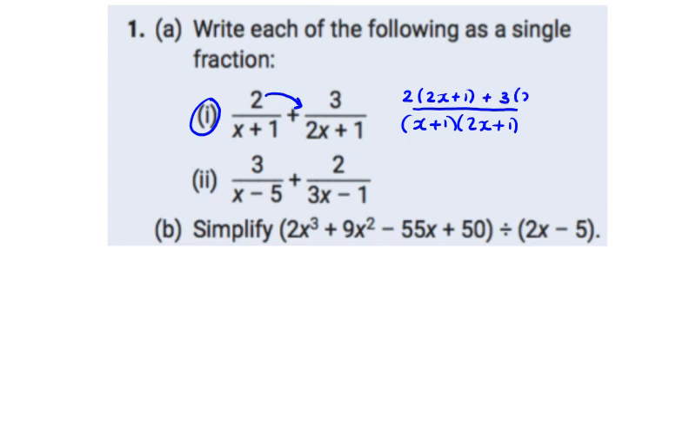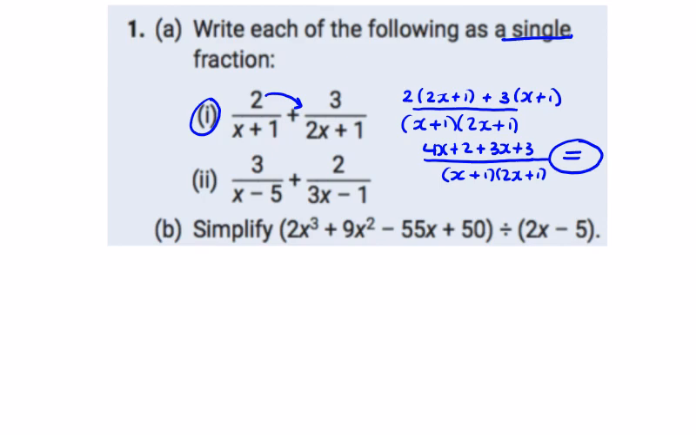Similarly with 3 times x plus 1. So we just multiply out the top line, 4x plus 2 plus 3x plus 3 over x plus 1 times 2x plus 1. And it's not equal to anything, so we're not solving for x here. Just be careful, it says simplify or write as a single fraction. So the top line is going to give 7x plus 5, and the bottom line, I won't write it again, but that's it there. Now, they can get a little bit tricky when there's a minus sign, but we have a plus sign in one of the examples here.